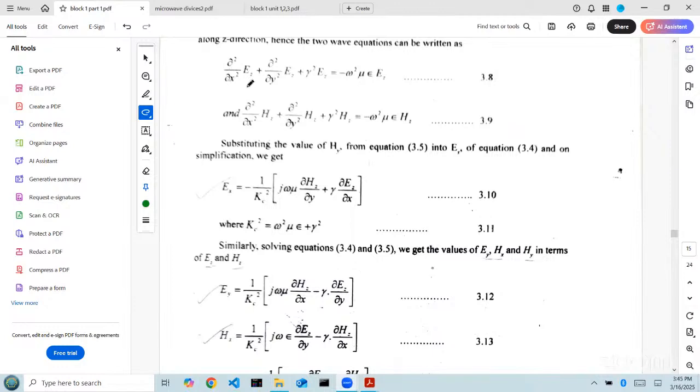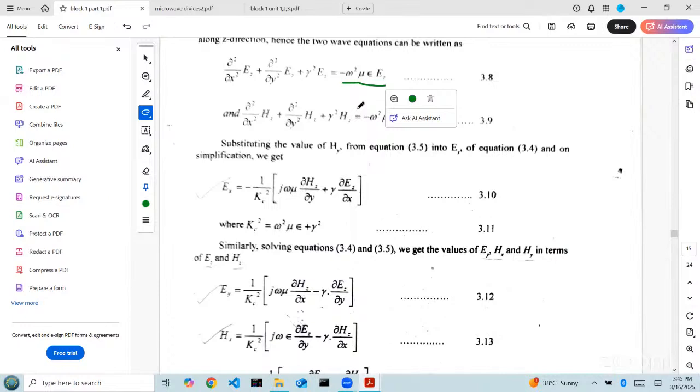Dou square by dou x square of Ez, dou square by dou y square of Ez, gamma square of Ez, the x component, y component, and the z component is minus omega square mu epsilon Ez. In the same way, H is also written. See here.